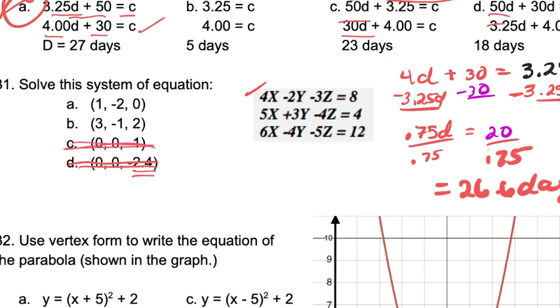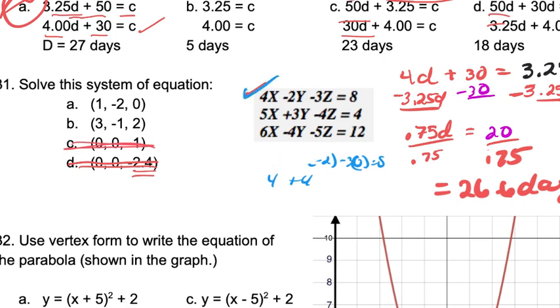I'll test the first one because it has a 0 in it. See, 4 times 1 minus 2 times -2 minus 3 times 0. Does that give me the 8? It's 4 plus 4 plus 0. That's 8. 8 equals 8. So it did check in the first one.